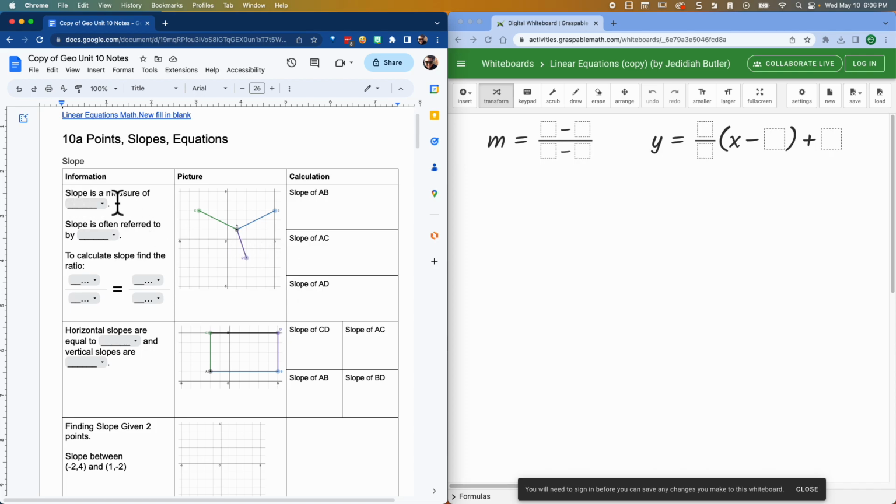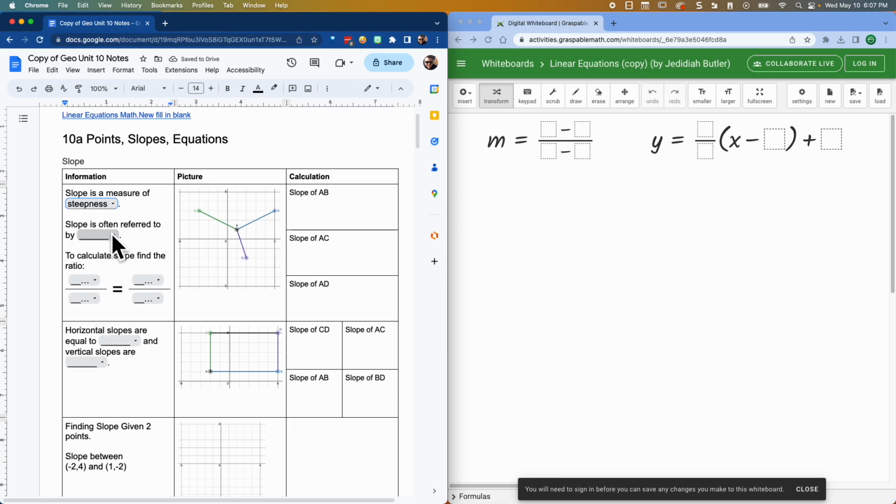This first one says slope is a measure of, not distance. You could argue angle, but we're going to stick to the word steepness, because steepness talks about a specific type of angle, like from the ground up, or a ratio of vertical over horizontal.